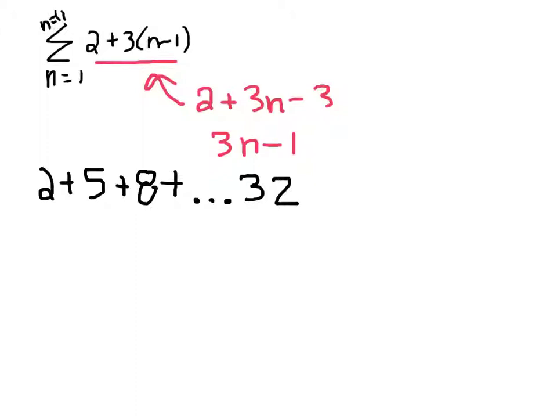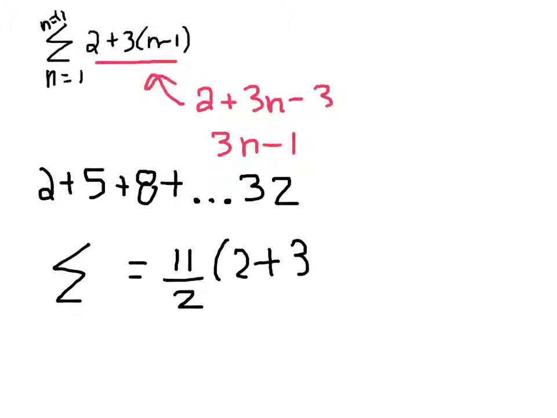And you could add them all up, but if you would like to use our nifty new formula, the nifty new formula says the sum is equal to the number of terms, 11 divided by 2, times the first term plus the last term. So if I add them all up, that's 5.5 times 34, and 5.5 times 34 is 187.